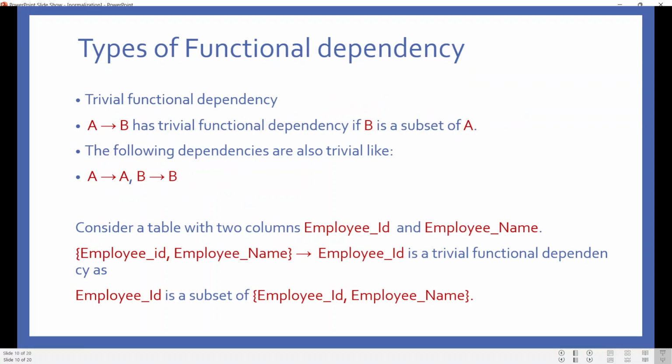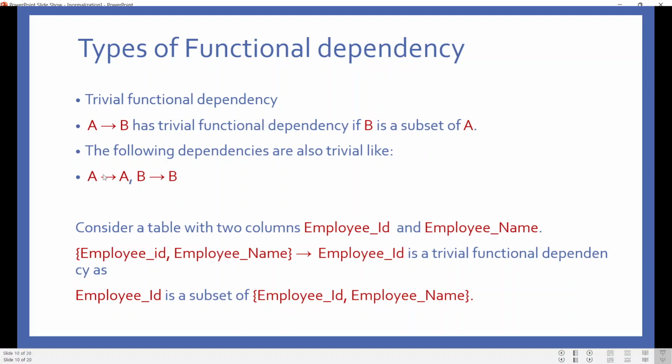There are various types of functional dependency. One is the trivial functional dependency. When we write the functional dependency like this, B is functionally dependent on A, or you can say A determines B. So how can you find B from A? This functional dependency is trivial if B is a subset of A, that is, B is included in A. If B is a subset of A, then the functional dependency is trivial.